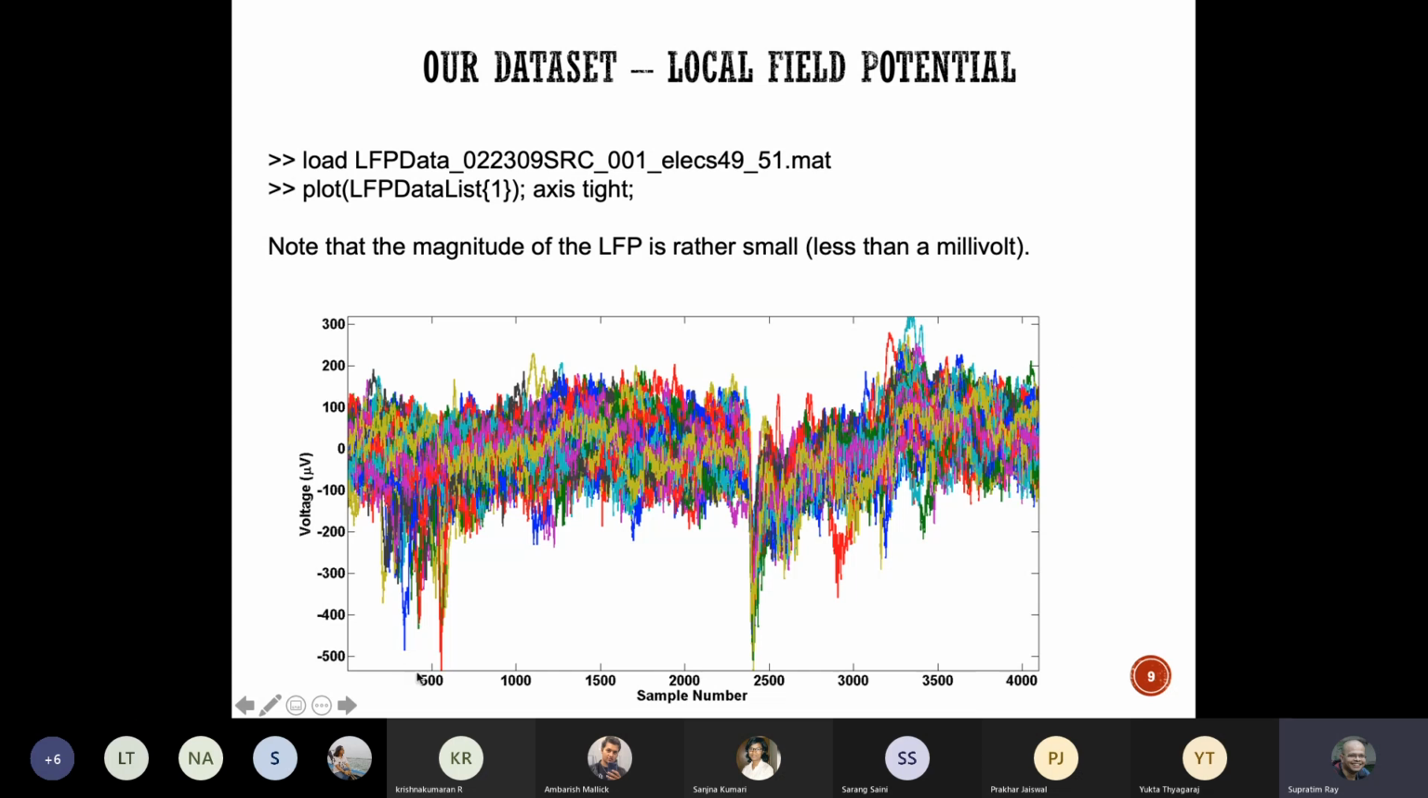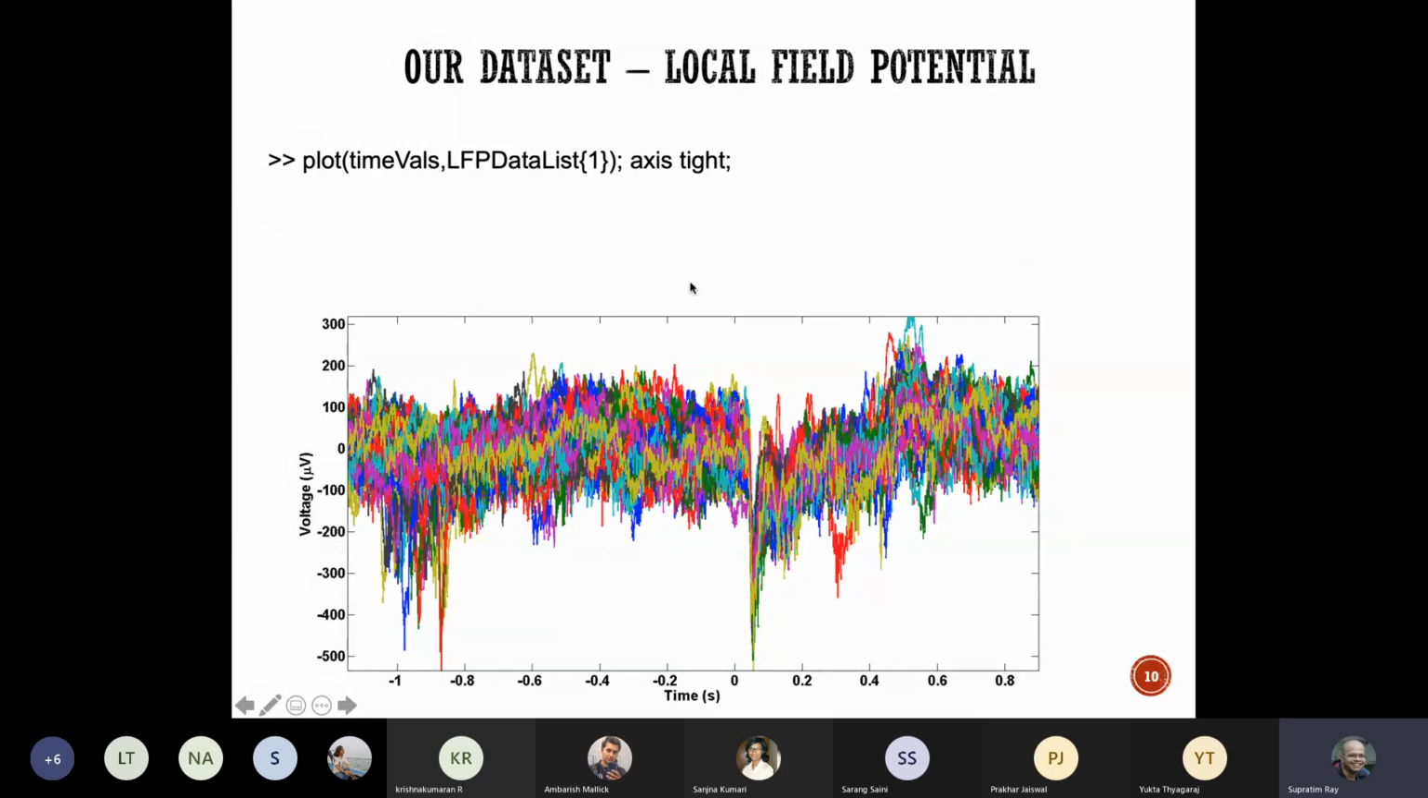Okay, so now you will say, okay, these are samples. I want the x-axis as time. So there's another variable called time vals that is provided, which tells you what time corresponds to each of those 4096 samples. So if you plot time vals comma this, it will give you this plot.